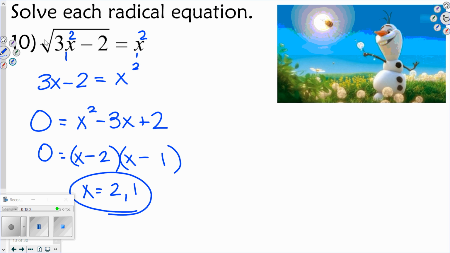Did someone check both of those? Do they work? You check the first one? Did you check the second one? Yeah. 3 times 1 is 3, minus 2 is 1, the square root of 1 is 1. Yeah, that works. Okay, but again, if you have the x squared, set it equal to 0, factor, and solve.